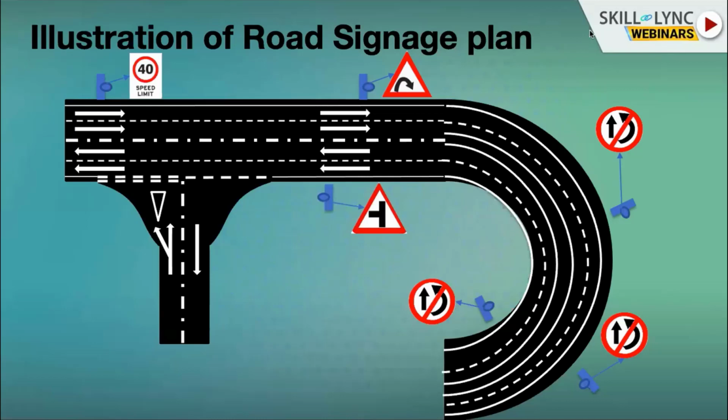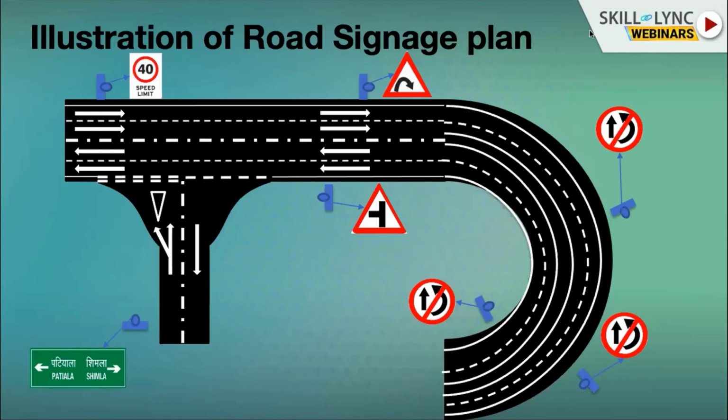For the travelers who are exiting from the sharp turn, they need to be warned that there is a crossroad junction ahead. So we have placed a sign for crossroad junction ahead. Even this has to be placed at a distance of 0.6 times the design speed of the vehicle, that is 24 meters.